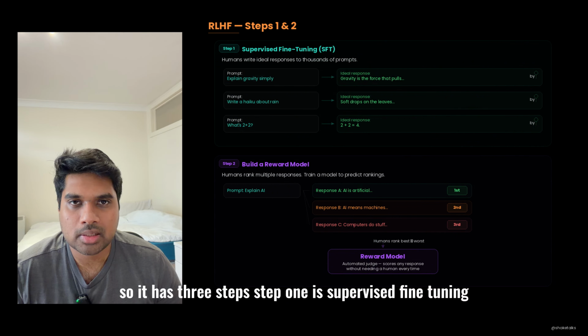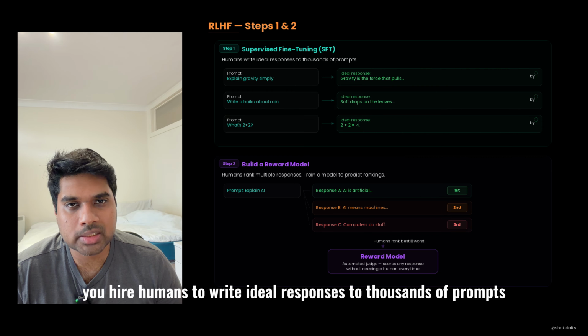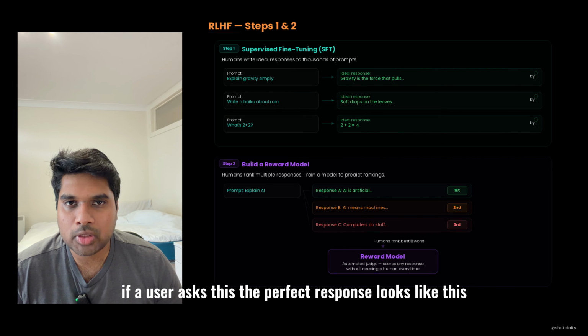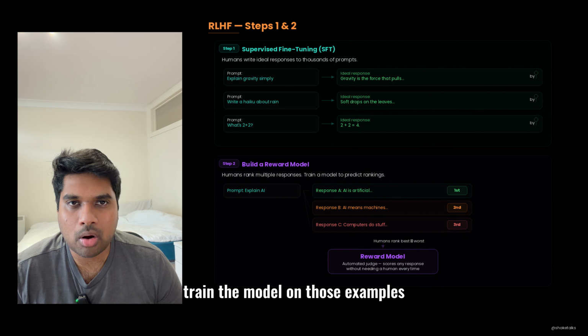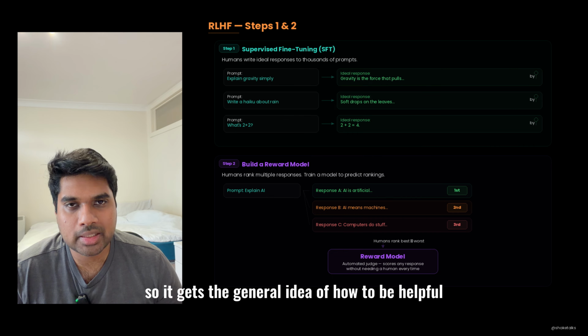So it has 3 steps. Step 1 is supervised fine-tuning. You hire humans to write ideal responses to thousands of prompts. If a user asks this, the perfect response looks like this. Train the model on those examples so it gets the general idea of how to be helpful.